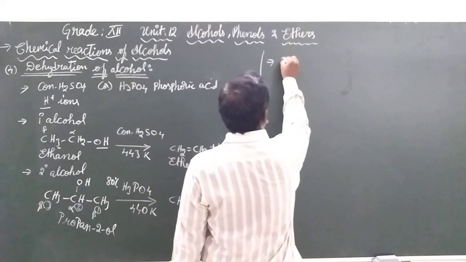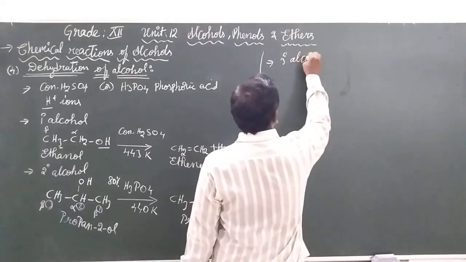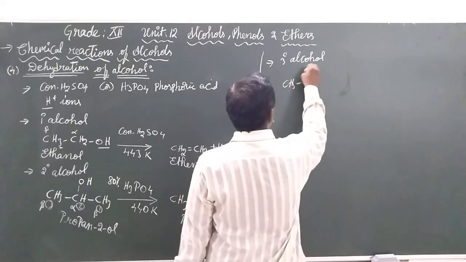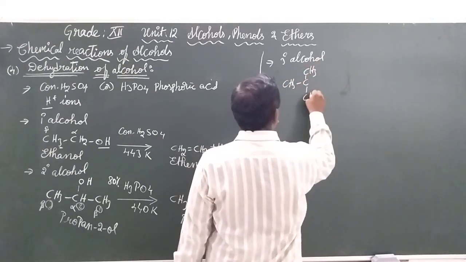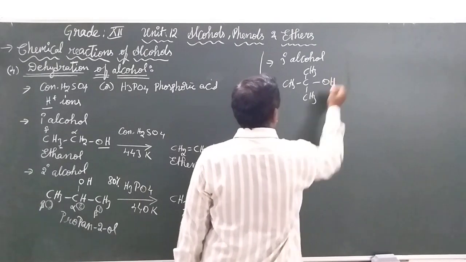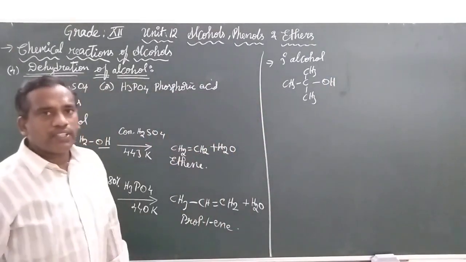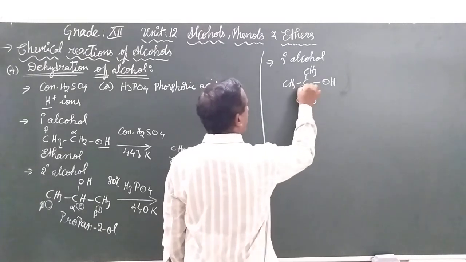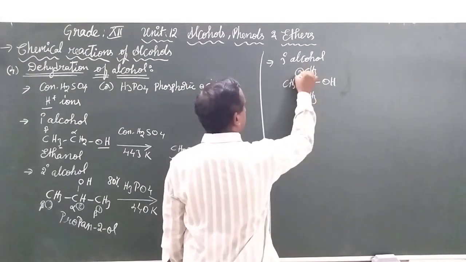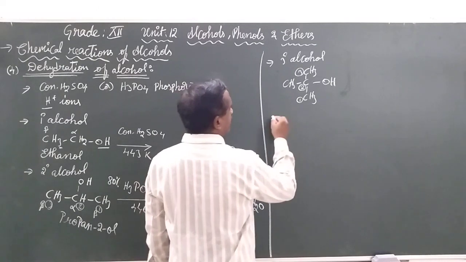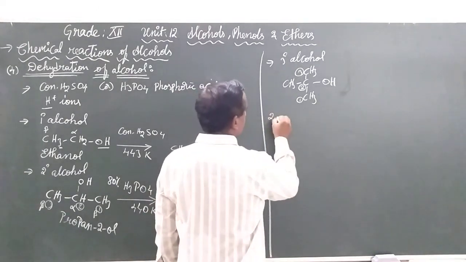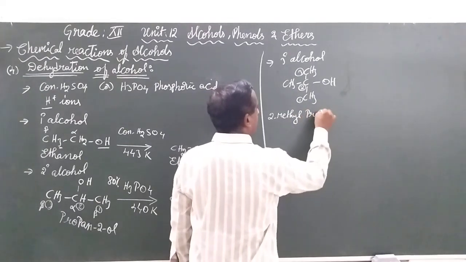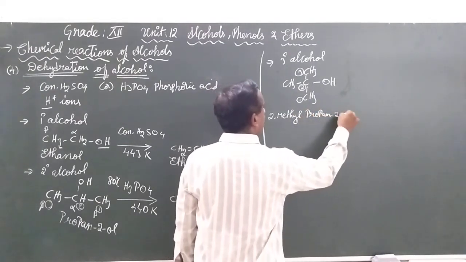But if you use a tertiary alcohol like CH3, CH3, CH3, OH. Can you give a name for this compound? Yes, the longest chain is 1, 2 and 3. So the name is 2-methylpropan-2-ol.